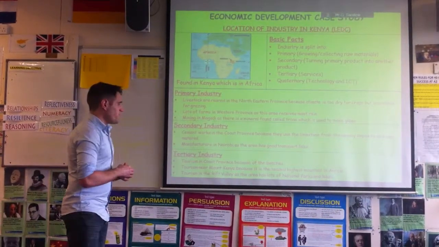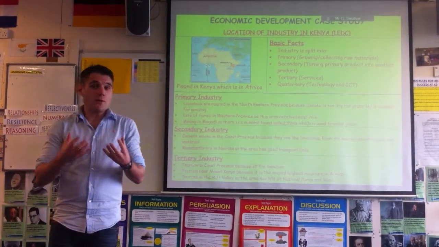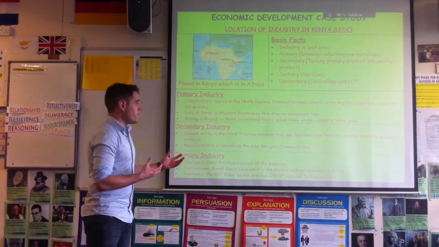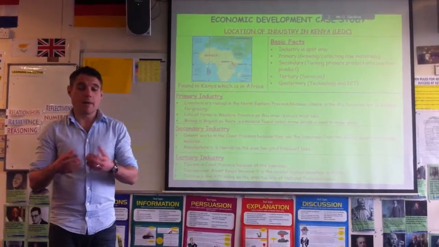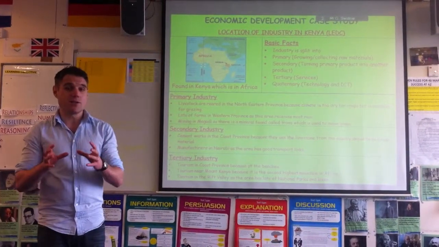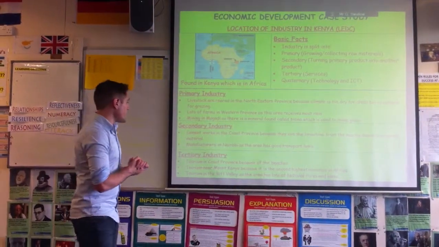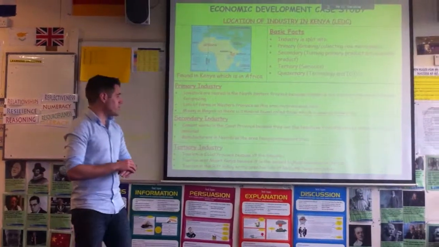Next, secondary industry. There is a cement works in the coastal province because that's where you can find the limestone, which is the raw material required to start making cement. So they've got to base the secondary industry near to where the limestone is. There's also manufacturers in Nairobi.